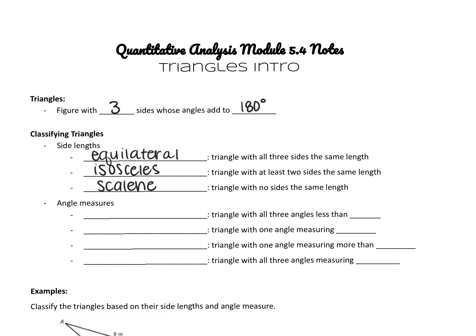For angle measures, there are technically four, but one of them is a very special case. So the first one is an acute triangle, which is when all three angles are less than 90 degrees. You can have a right triangle, which is a triangle with one angle measuring 90 degrees. You can have an obtuse triangle, which is a triangle with one angle measuring more than 90 degrees. And then you can have something called an equiangular triangle, which is a triangle with all three angles measuring 60 degrees.